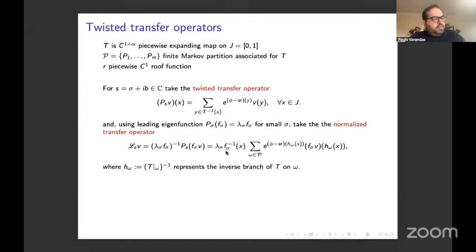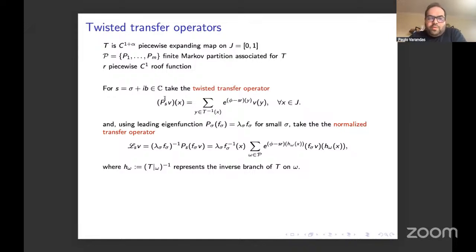So let me talk a little bit about the ingredients in the proof. The ingredients are nowadays well known, so I will focus much more on what we had to develop related to this. Let us focus on the case that T is a piecewise C^{1+α} expanding map of the interval, denote by P the finite Markov partition, and let R be the piecewise C^1 roof function.